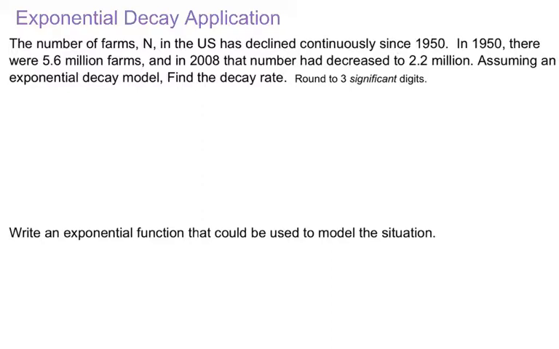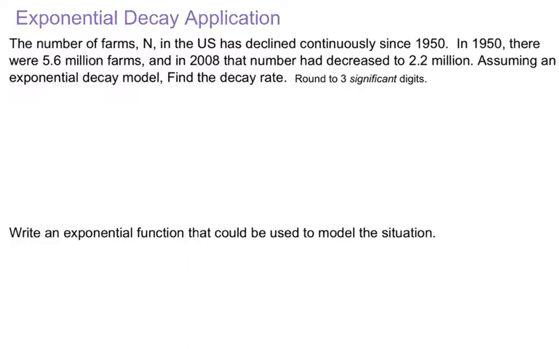And we know that in 1950, there were 5.6 million farms. And in 2008, that number had declined or decreased to 2.2 million. If we assume an exponential decay model, let us find the decay rate. So we have data regarding when we began keeping this data in 1950, how many farms there were. And then in 2008, which is 58 years later, we know that there were fewer farms, 2.2 million.